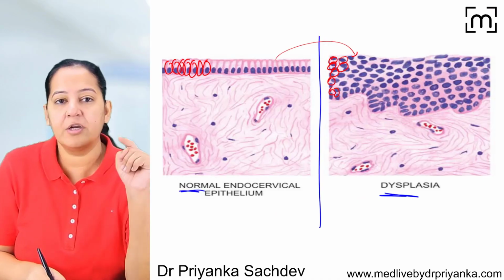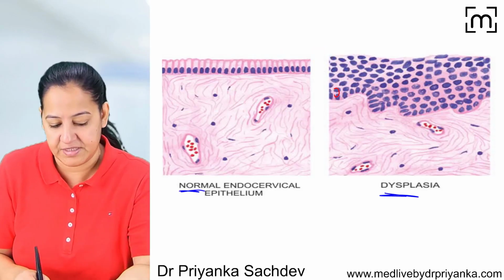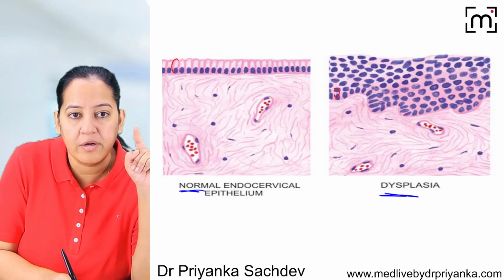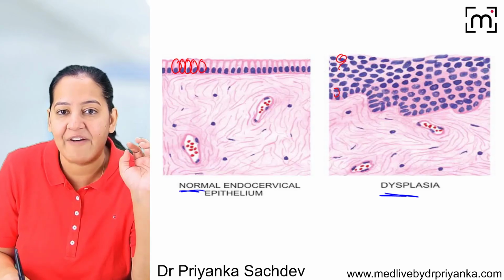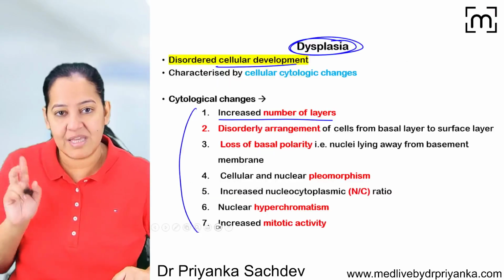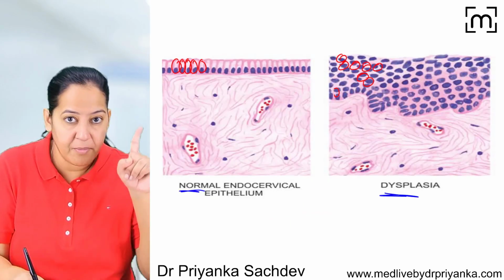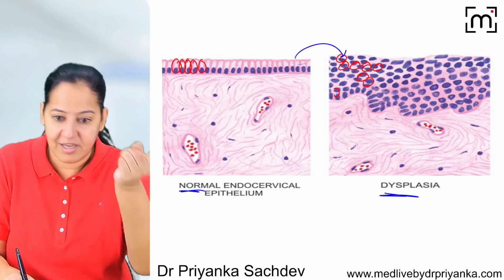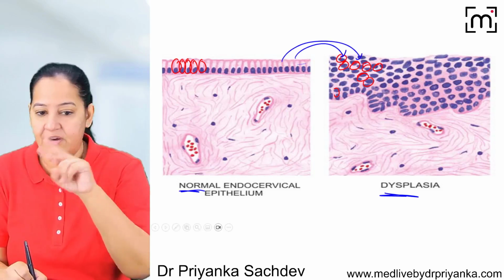Number 2 is the arrangement. See the arrangement here and see the arrangement here. Here the arrangement is ordered, very uniform, orderly arrangement. Here the arrangement is haphazard, disorderly arrangement. So the second is disordered arrangement. So see the number of layers, number one, here multiple. Here orderly arrangement, here disorderly arrangement, the second.